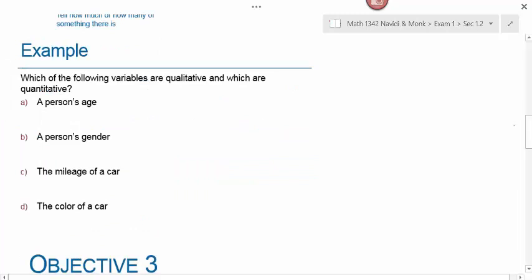A person's age. Well, a person's age is a number, so that would be quantitative. A person's gender. Gender's either male or female, it's not a number, so that would be qualitative. The mileage of a car. Gas mileage is measured using numerical values with units of miles per gallon, so this would be quantitative. The color of a car is non-numeric, so that would be qualitative.